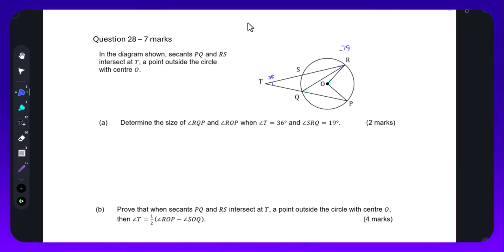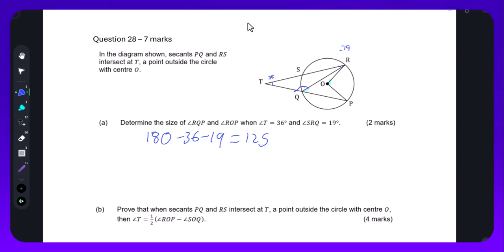So to start off with, we've got almost everything we need. Well, we do have really everything we need to figure out the final angle within triangle TRQ, because we've got two of the angles already. So for triangle TQR, it's going to be 180 minus your 36 minus your 19. Them two together make 55. 180 take 55 equals 125. And that will get us our angle on the outside over here.